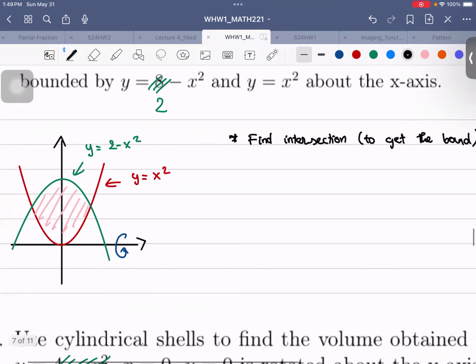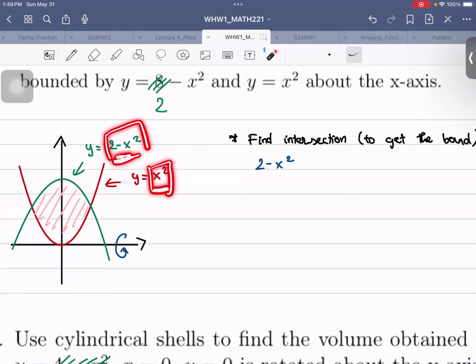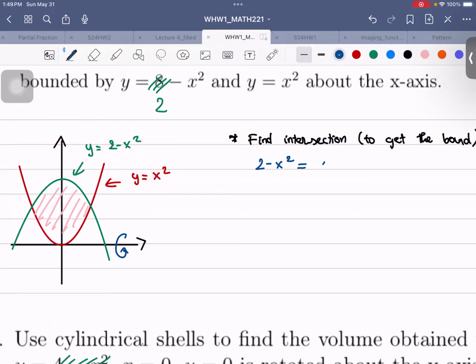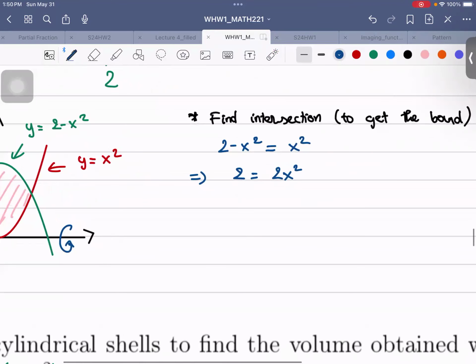Okay, so the intersection is the solution to the equation 2 minus x squared equals x squared. They are the intersection between these two curves, so you just simply let these two curves equal each other. And you have 2 equals 2x squared, because I'm adding x squared to both sides, so x squared plus x squared gives me 2x squared. This gives me 1 equals x squared. So that means I have x equals 1 or x equals negative 1.